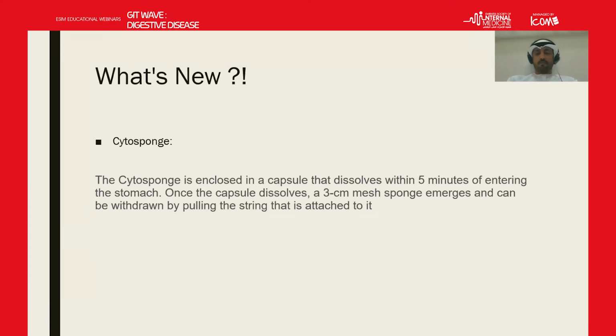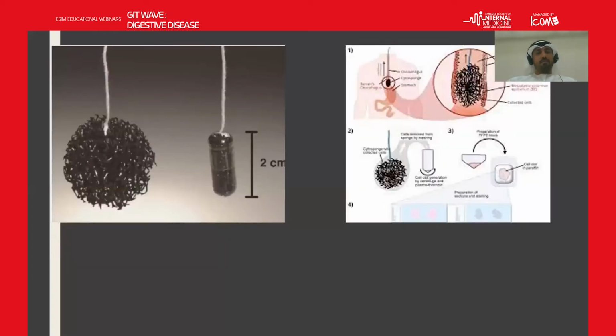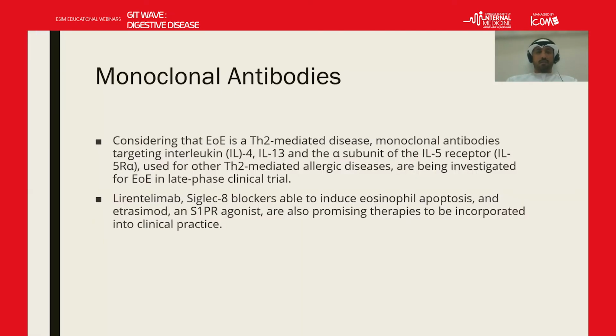The Cytosponge is basically a capsule with a thread that the patient swallows, and then it expands in the stomach. The physician keeps pulling it back to scratch the mucosa, and then we can send it to histopathology to evaluate for EoE. It's still not approved, but it's coming on the horizon, and hopefully this will make it easier for the patient and for the treating physician, avoiding multiple endoscopies.